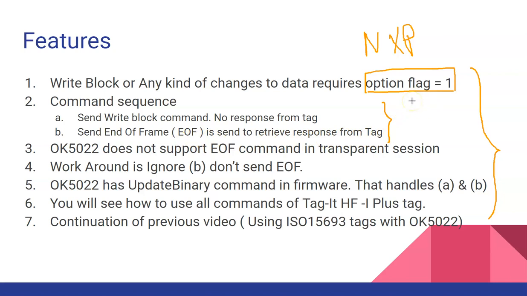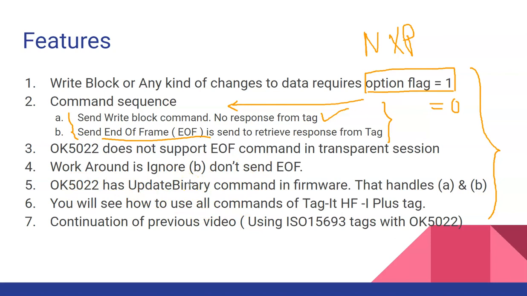In the normal write operation, when the option flag is set to 0, soon after the very first write command, the tag will return the response, whether the write is successful or not. Whereas with the option flag equal to 1, the response is returned only after the reader sends a second command which has only the end of frame. I'm going to show you how this is explained in the standard document.